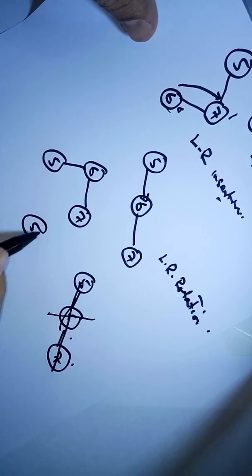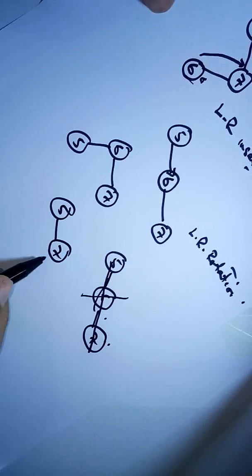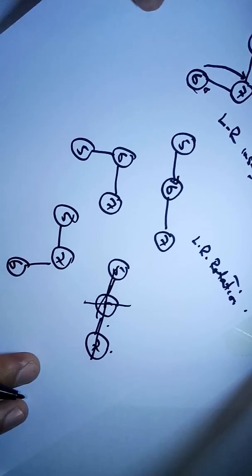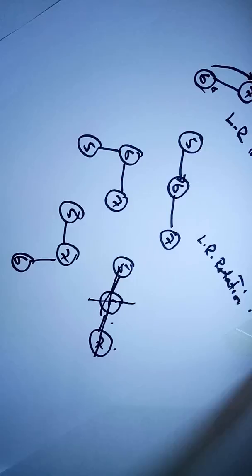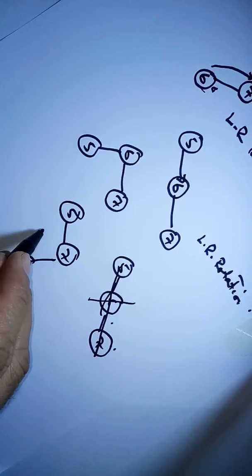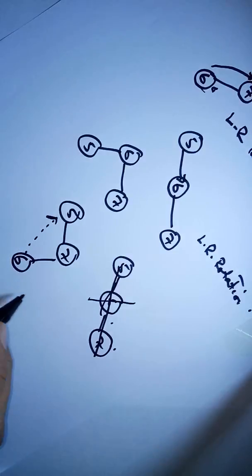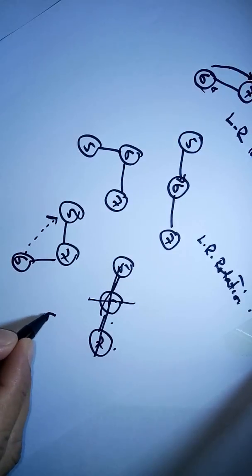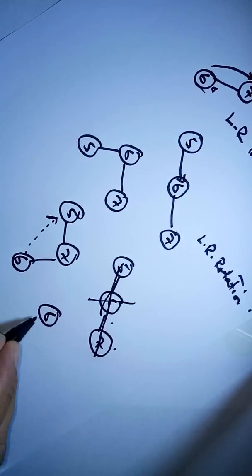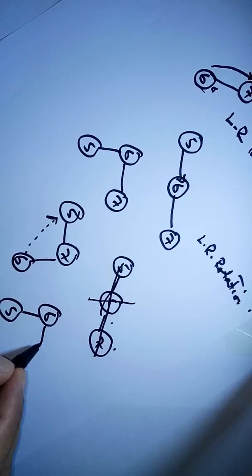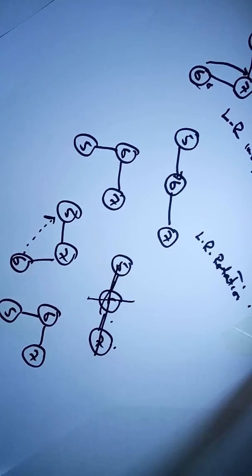If you have 5, 7 and 6, if you have a case like this, you can directly move this 6 up to the 5's position and move the 5 to the left. So what you need to do is move 6 up and move 5 to the left, and 7 stays at its place. So you can perform this double rotation in a single go, right?